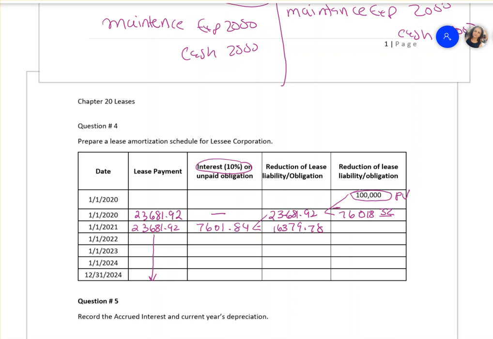You could finish this table. What I'm going to show you is how to journalize for the first year. The entry doesn't change. If you have this table worked out, then it becomes easy. So now it becomes 59,638.60. If you need to, you can complete this table and check your answer on page 22 of your chapter 20 book.